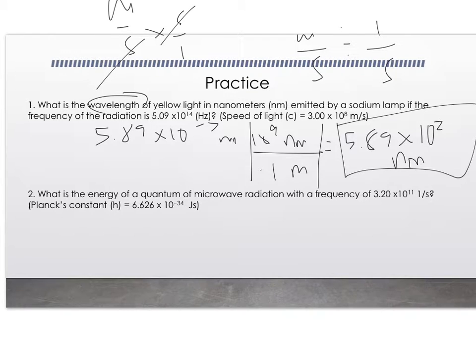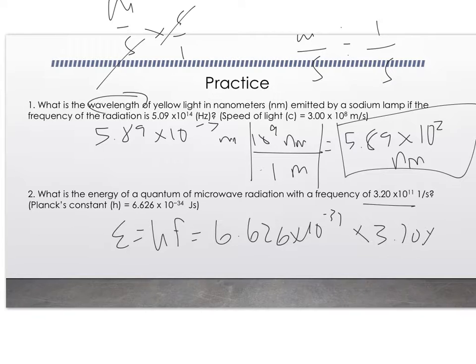The second problem, we're calculating the energy of a quantum of microwave radiation with a frequency of 3.20 times 10 to the 11th 1 over second, also known as hertz, using Planck's constant. So if E equals h times f, h is Planck's constant, which is 6.626 times 10 to the negative 34 times 3.20 times 10 to the 11th 1 over second.